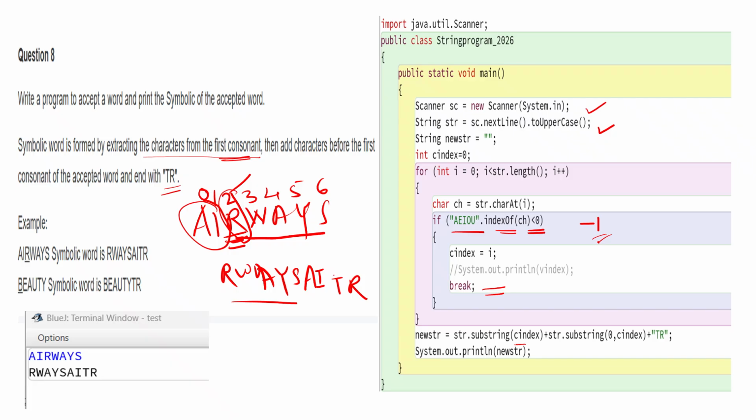Now I want to print these two characters, so I will give 0 till this index. The end index is exclusive, so minus 1, and 0 and 1 will get printed over here. And at the end I have to add this TR string. So I have added that, and System.out.println(newStr). Hope you have understood this program as well. Now here the example is AIRWAYS, and the output looks like this.